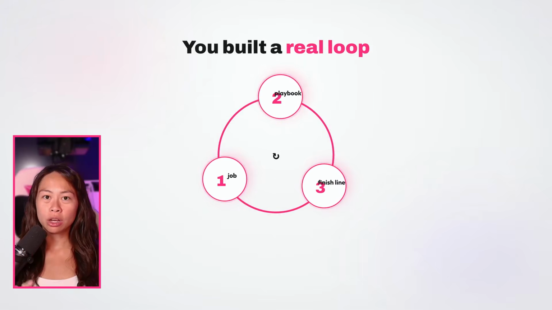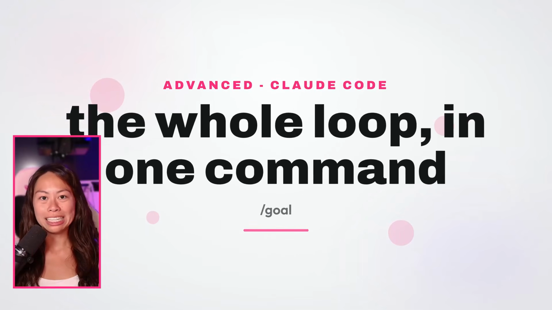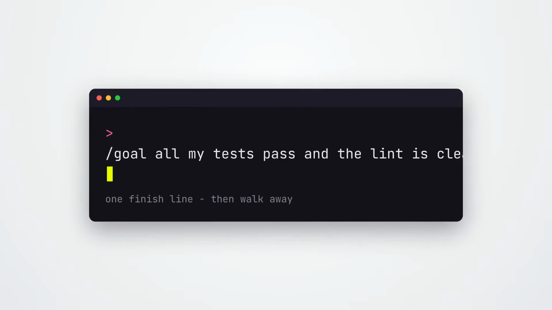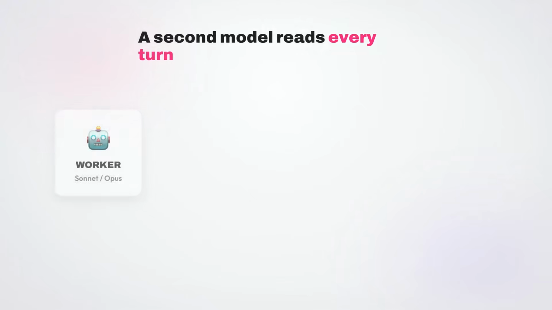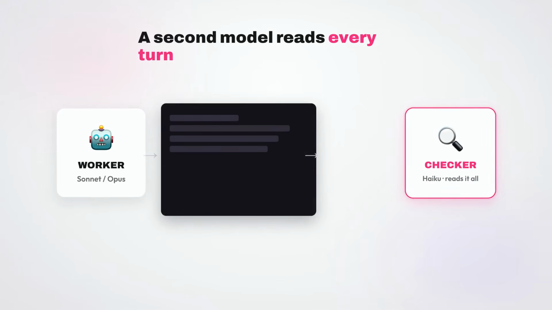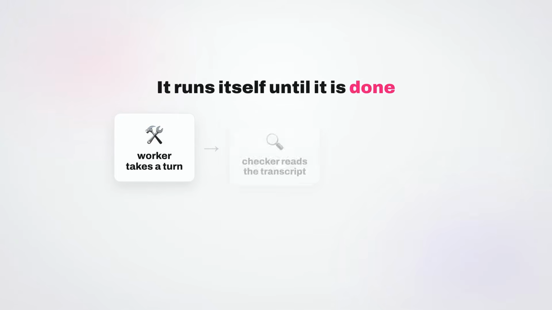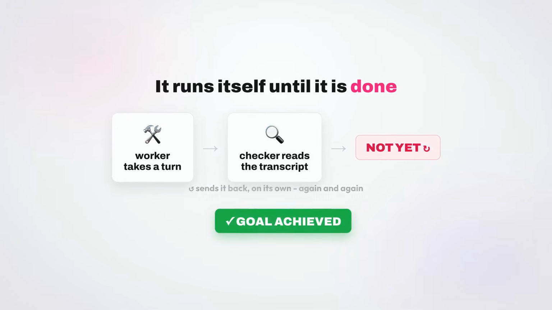Now, if you use Claude Code, here's the pro version, the whole loop in a single command. It's called /goal. You type /goal and then your finish line like this, /goal all my tests pass and the lint is clean. Remember the maker and the checker from part 5, /goal builds them both right in. Your main model does the work, and a second, smaller, faster model reads the whole conversation after every turn and asks one thing: is the finish line crossed? Have we achieved the goal? If the answer is no, it sends the work back for another round on its own. If the answer is yes, it stops and tells you it's done.